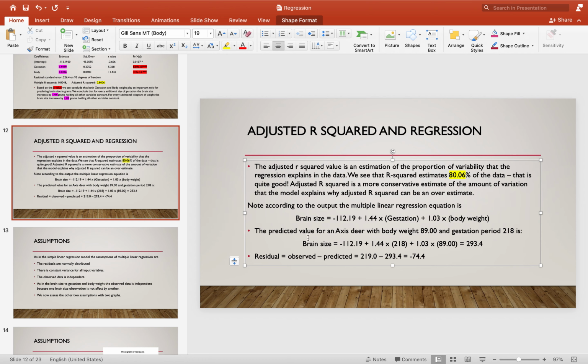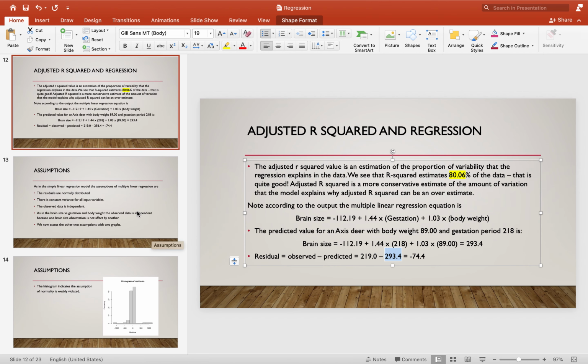Now, if I want to find the predicted value for an axis deer with body weight 89 and gestation period of 218, then I just plug that into the equation. I put the 218 here, I put the 89 here, I perform the multiplications and the additions, and I get 293.4 grams. And notice that 293.4 is not the same as what we observed. We observed 219, we predicted 293, so we can form the residual, which will be minus 74.4.